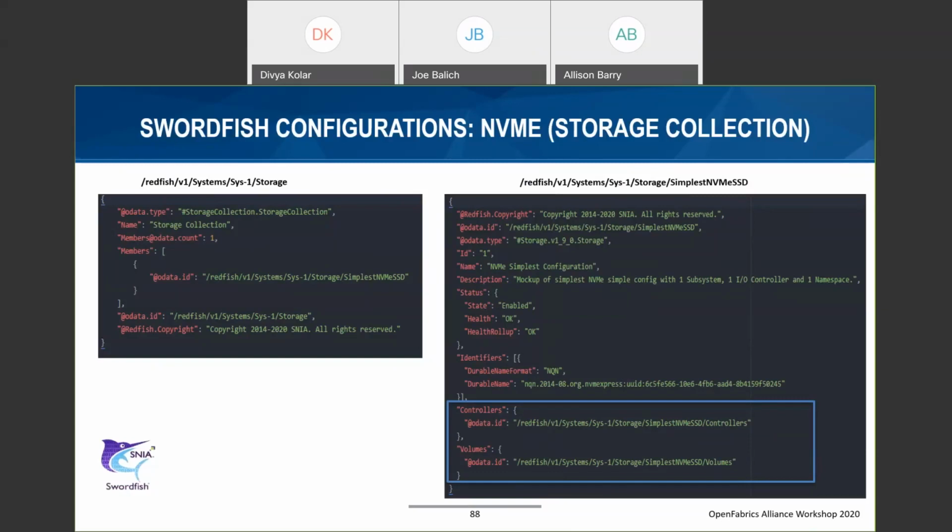And we also see that this subsystem has one controller and one volume, and those are represented by the links with the OData IDs, which are highlighted by the blue box on the right side. And the link for this subsystem is on the top of that right side block, which is like Redfish V1 systems, and so on, simplest NVMe SSD. Please move on to the next slide.